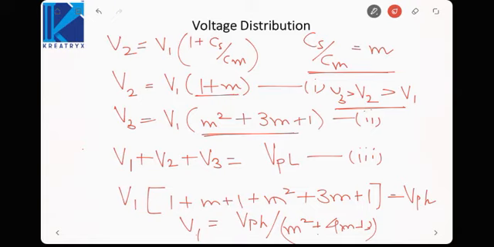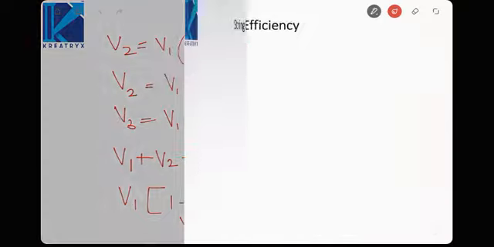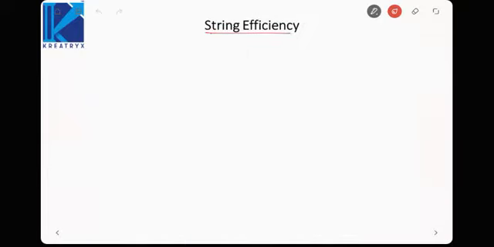So we want every voltage to be equal to this V3 because this is the maximum among the voltages. If every disc shares V3 amount of voltage, then the number of discs required will be lesser as compared to non-uniform distribution. So this non-uniformity is expressed in terms of string efficiency. What is string efficiency?